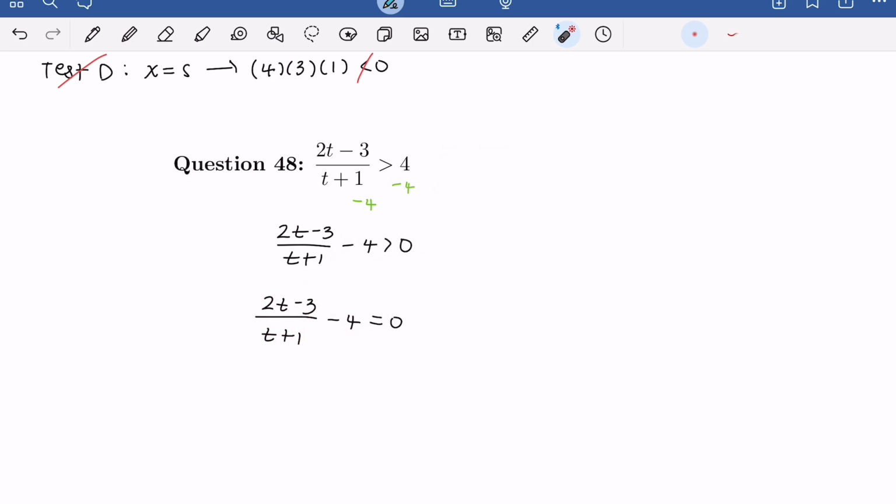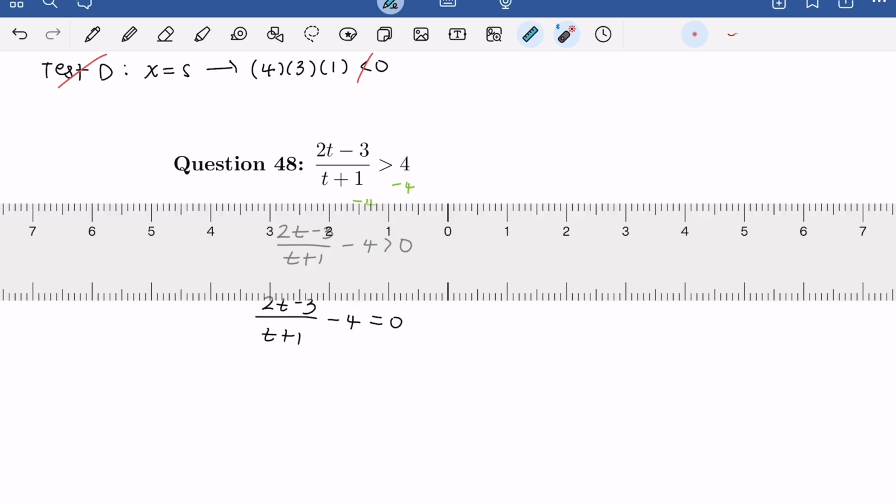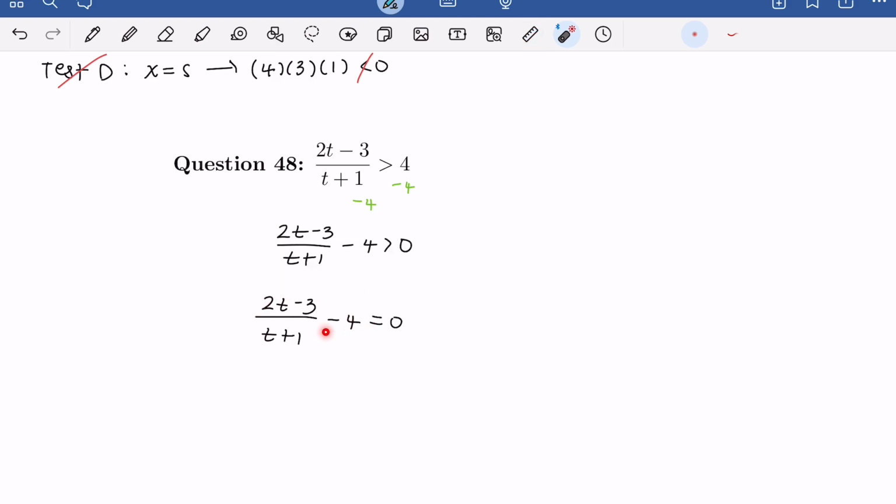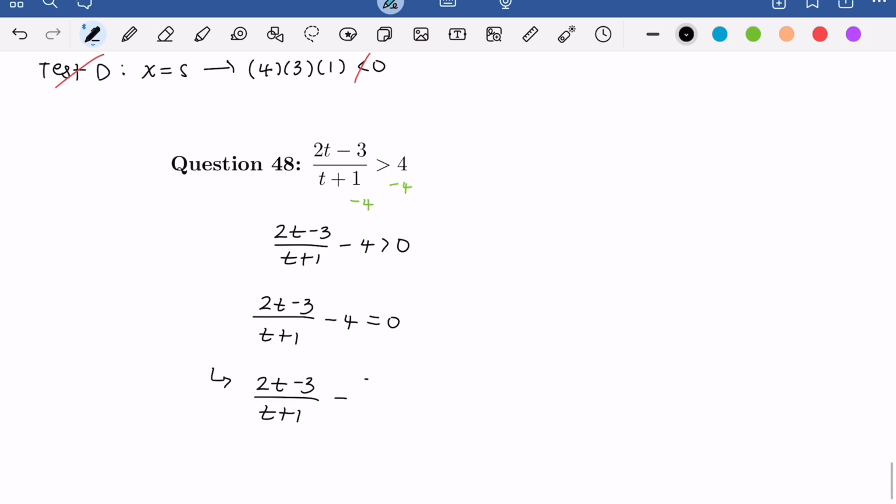So first what we're going to do is subtract these guys, and in order to do that we're going to need to get a common denominator. So this 4 is the same thing as 4 over 1, and so we're going to multiply the numerator and denominator of this guy by t plus 1. So we're going to have 2t minus 3 over t plus 1 minus 4 times that denominator over this common denominator.